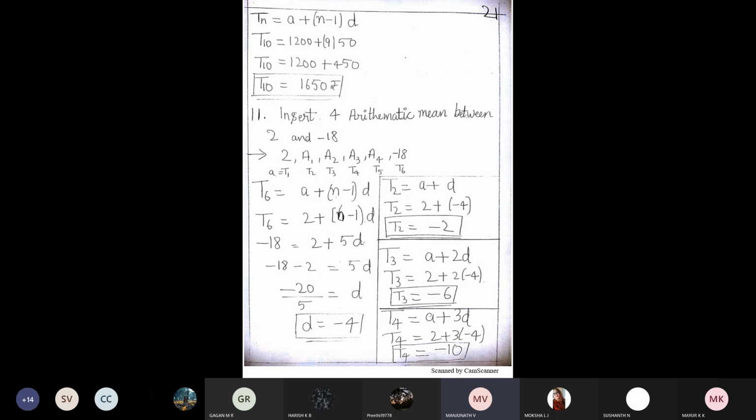Yeah, now you can find out T2, which is A1. T2 is equal to A plus (2 minus 1) into D. A is 2, plus 2 minus 1 is 1, and D is minus 4, is equal to minus 2. Similarly, you can find other terms also. Can you do that? One second.